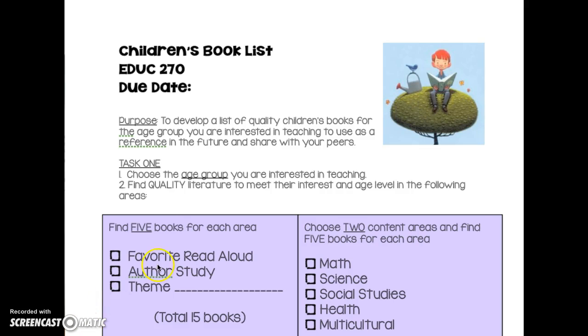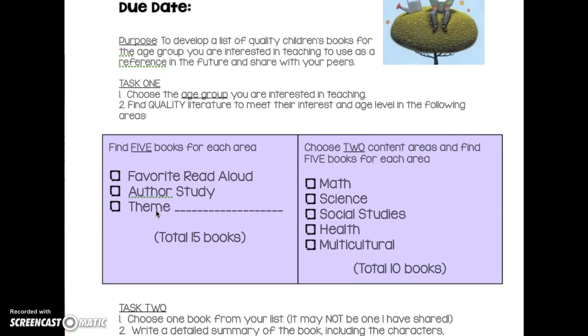The first task for this project is to think about what age of learner you are most interested in teaching. It can range from infants all the way up through school age. If you're choosing school age, please choose a specific grade level. The next part of your task is to go to the bookstore, go to the library, go online, and begin to browse through literature that would meet the interest and age level of the child or children that you'd like to teach. You are going to find books in two categories.